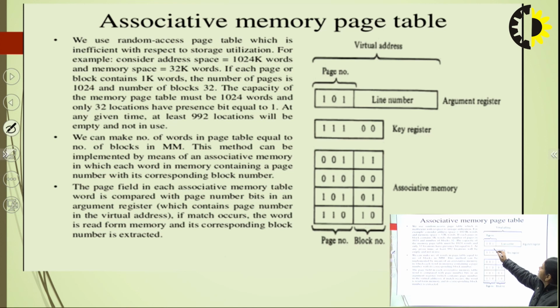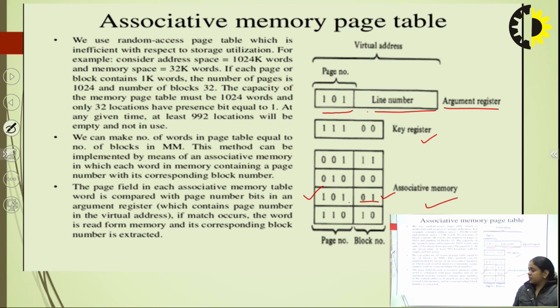So you can see here, this is the virtual address in the argument register of the memory page table. Okay, you can see here 101 is your page number and this is the line number. Now this is the key register, and 111 in the starting 3 bits means we have to match the starting 3 bits of the virtual address. Okay, so we can find this virtual address in this associative memory page table. We have 101, okay, you can see here this is matched with 101, and again you can see here the block number for this page number.